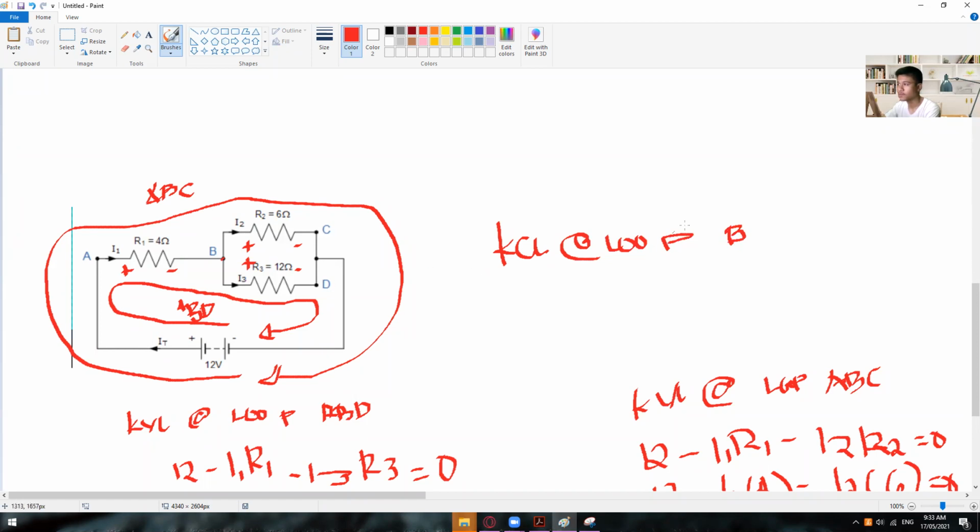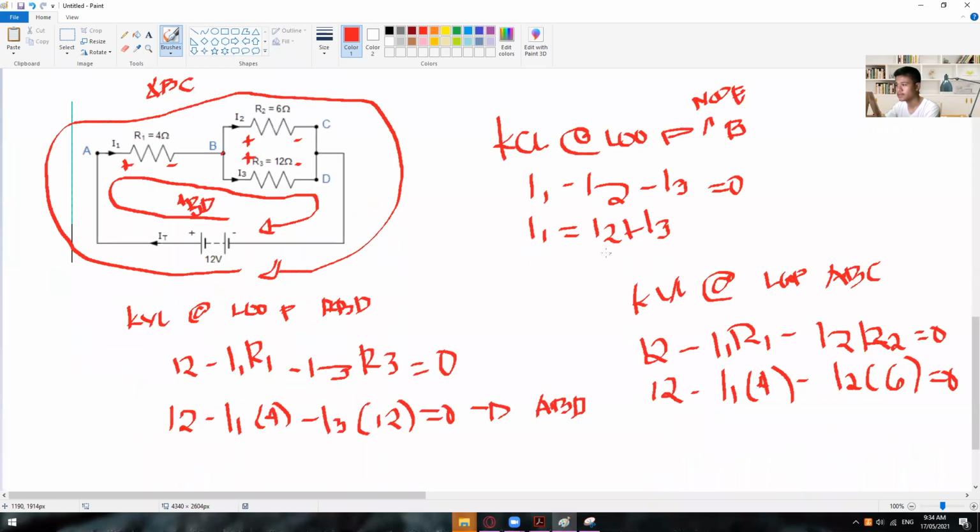Okay, at loop node B to be exact. From here we have I1, which is going in, and then I2 and I3, which are leaving. So minus I2 minus I3 is equal to 0. So from here, I1 is equal to I2 plus I3.